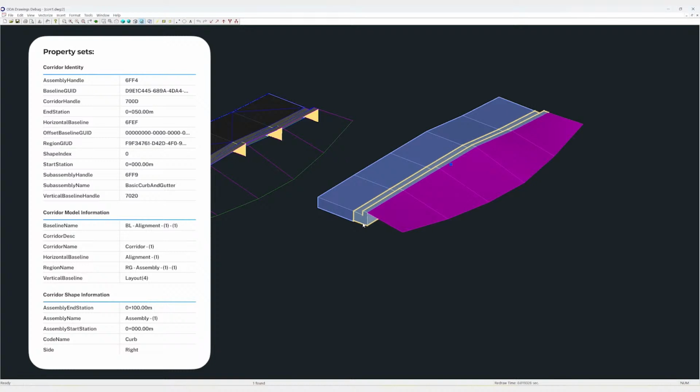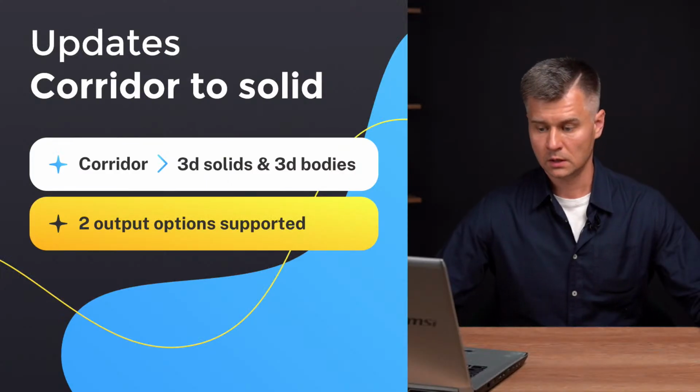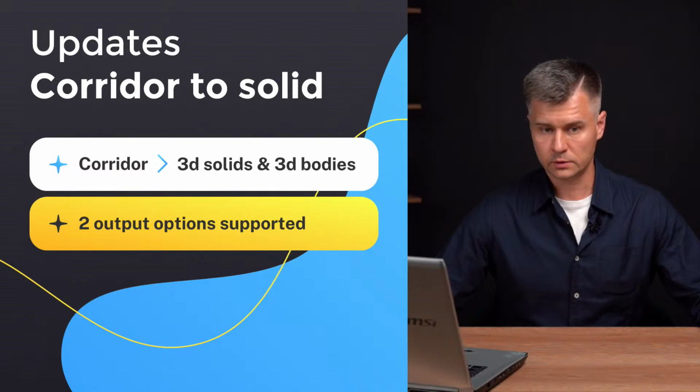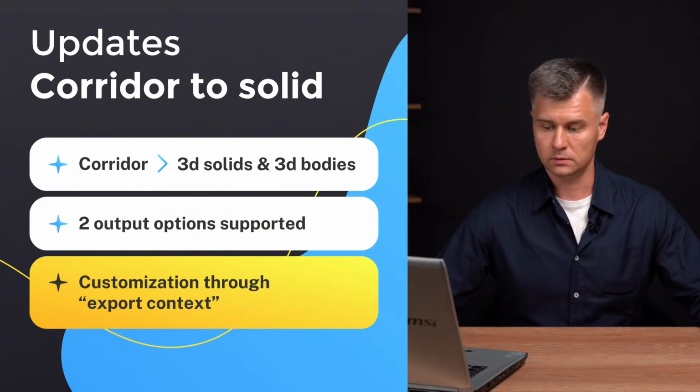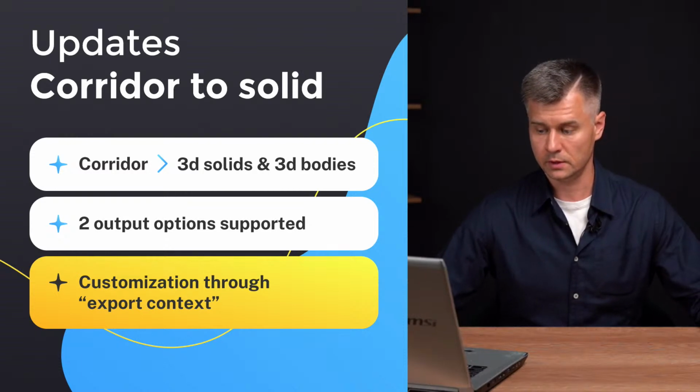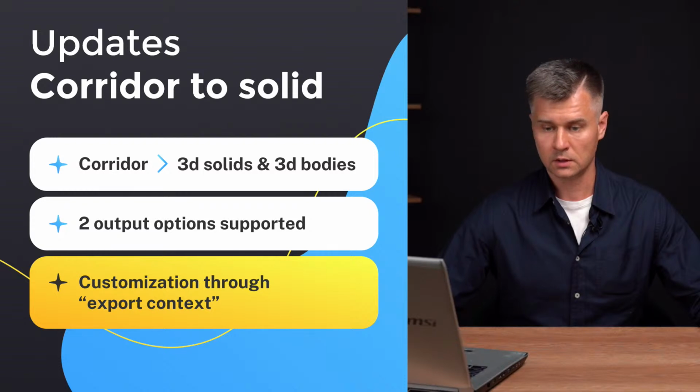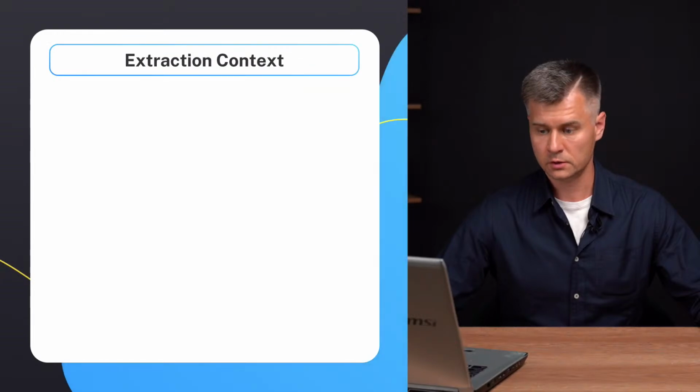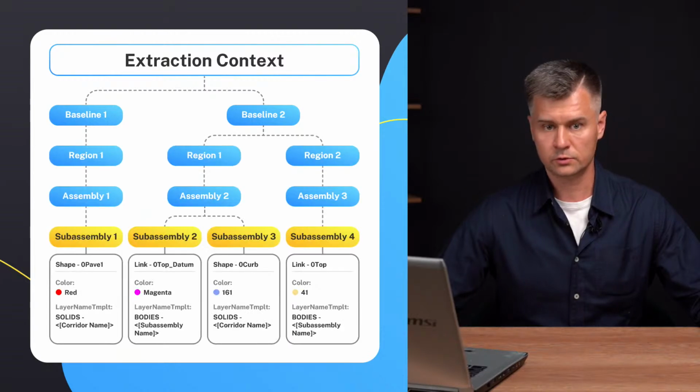So here you can see that this is the first option, and you can see the property set window. During export, the corridor is represented as a tree-like structure, the so-called export context, and via the context the users can exclude unnecessary elements and nodes from export, thus customizing it.